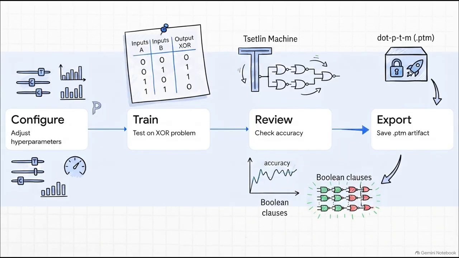The intended workflow here is highly focused and super efficient. First, you adjust your hyperparameters, things like the number of clauses, specificity, and voting thresholds. Next, you hit train. You can test it on the built-in XOR problem. You know, that classic nonlinear logic test that traditionally trips up simpler AI models. Third, you review the accuracy and watch the transparent Boolean clauses adapt right before your eyes. And finally, you export a verified .ptm artifact that is fully ready for production deployment.